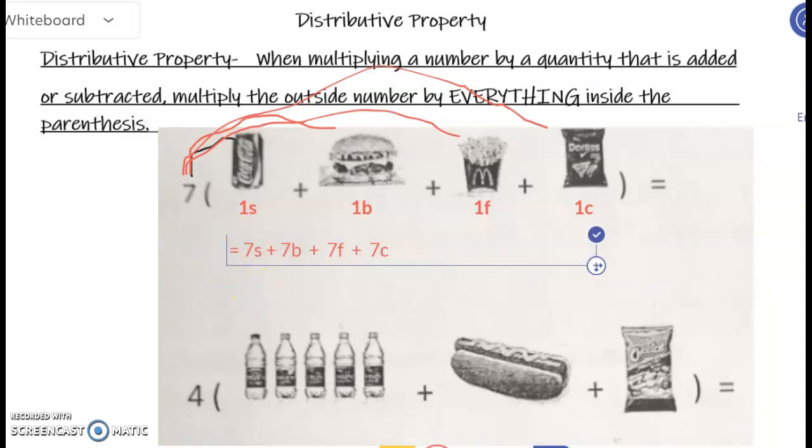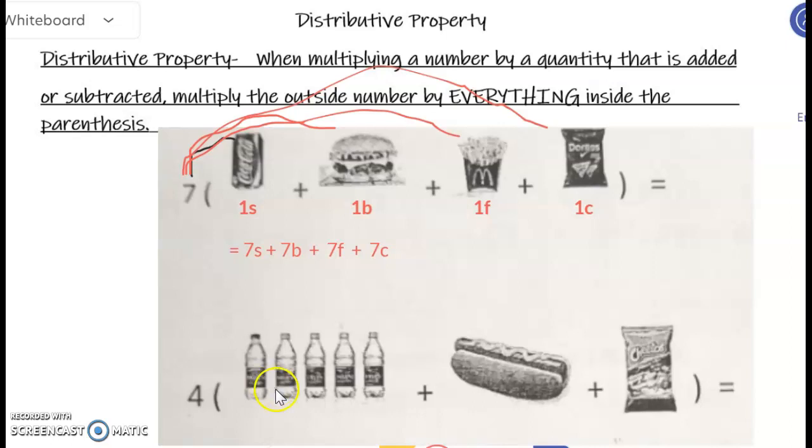So your answer here will end up being 7S plus 7B plus 7F plus 7C. You already distributed there. So we're going to do it again. Let's use this next example where we're doing 4 of these.